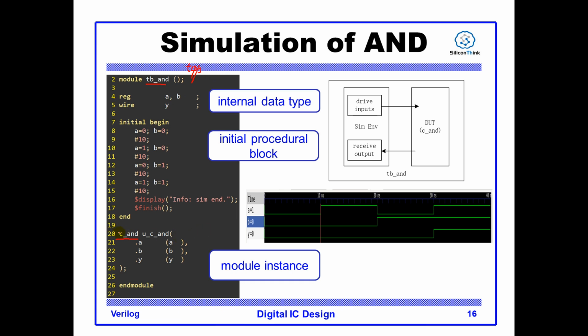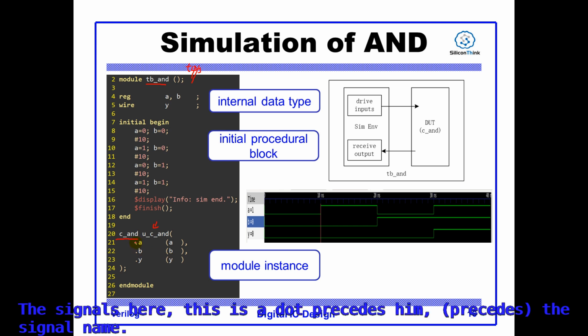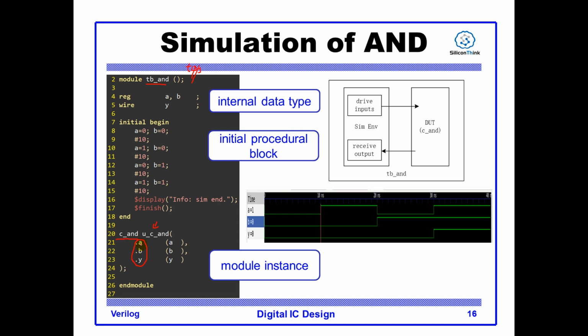So how to instance a module? The method is you list the module name here and give it an instance name. Then use round brackets to connect all the signals. The signal here has a dot preceding the signal name. It means connect the A, B, Y signal inside this module.